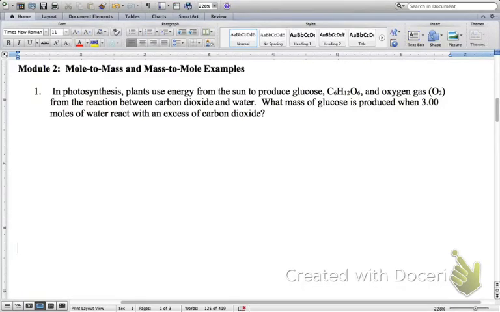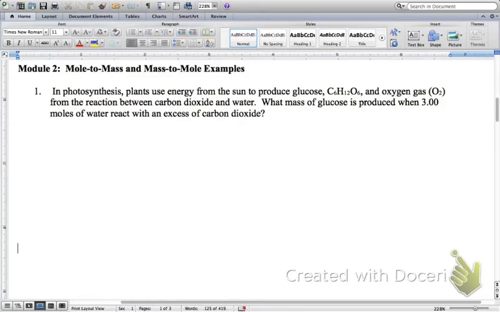Entering Module 2, okay? For Module 2, we're moving on to what's known as mole to mass and mass to mole stoichiometry. We're going to be using the same technique that we were using in Module 1, except we're going to have, in our train tracks, one additional conversion factor. There's going to be another fraction or ratio that we have to work with, and that's the molar mass ratio, okay?